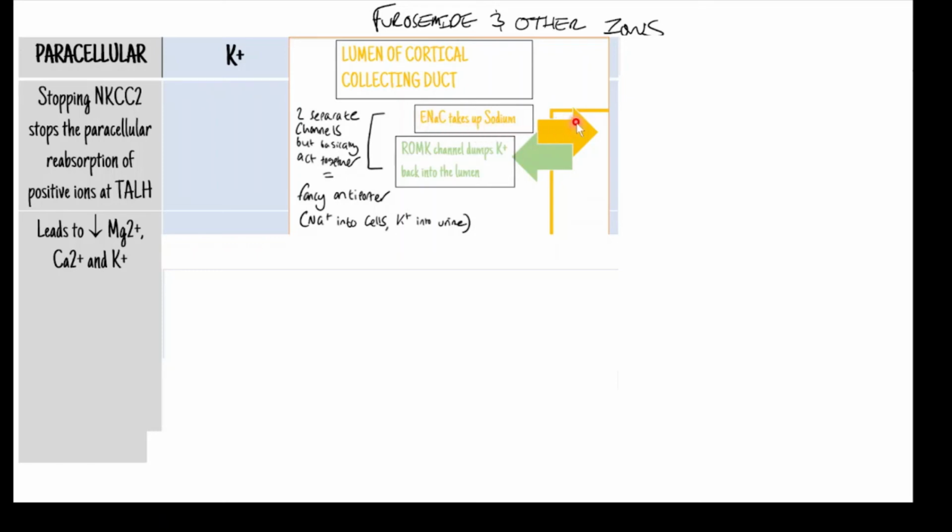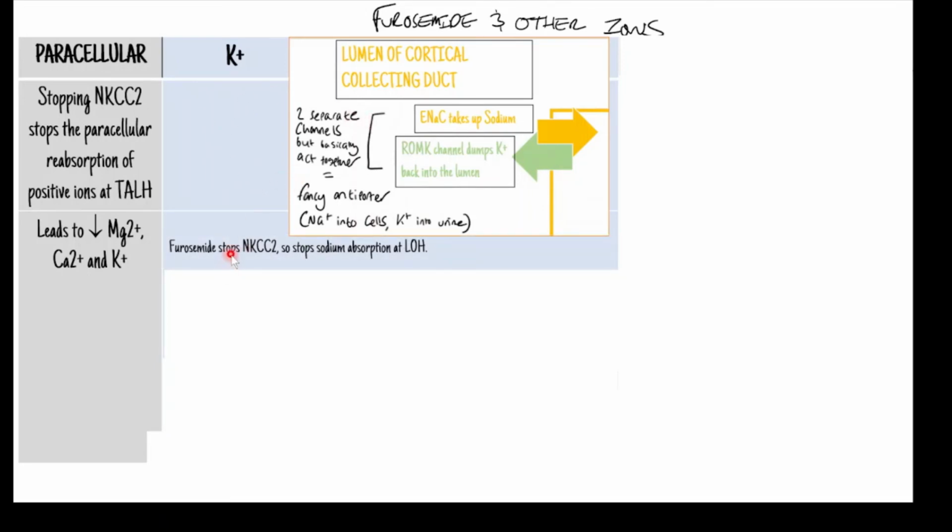It takes up sodium from the lumen, but it works in conjunction with ROMK. ROMK dumps K+ back into the lumen. Essentially, these two channels act as one big antiporter. So in the cortical collecting duct, there's an antiporter which takes Na+ in and dumps K+ back into the urine.